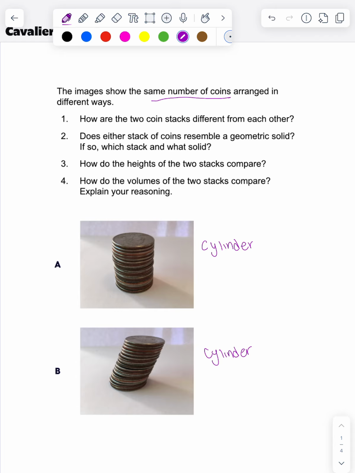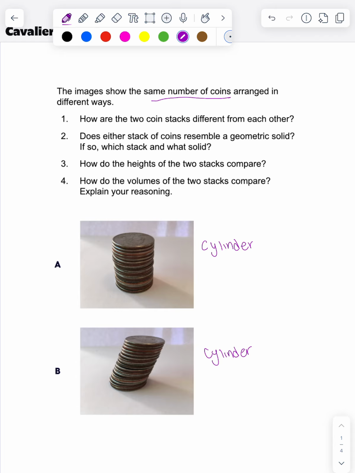Well, to find the volume of a cylinder, we need to do the area of the base times the height. Since the bases are both circles, specifically the coins, and since the coins are the same, they're going to have the same areas, and since the heights are going to be the same, they're going to result in the same volume. In fact, any coin that you pull out from either of these stacks is going to have the same area. So we call that a cross-section. Any cross-section that you slice out from either of these two stacks, any coin, will have the same area. And since they will have the same area, and the solids have the same height, they're going to have the same volumes.